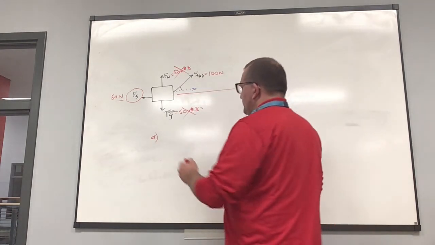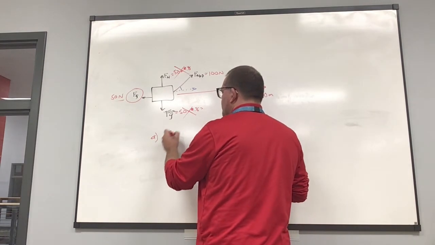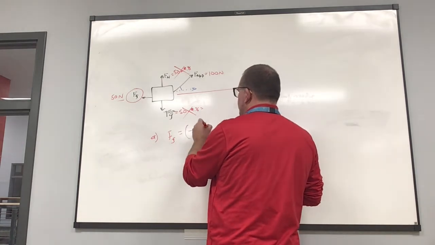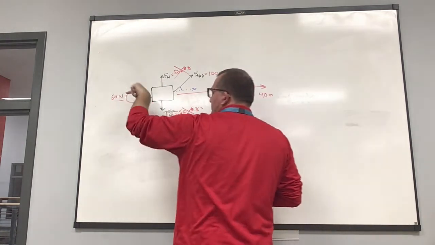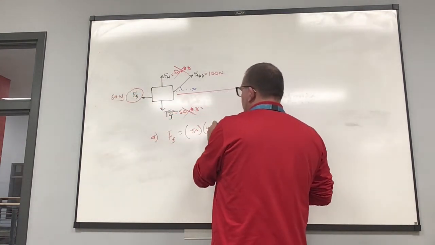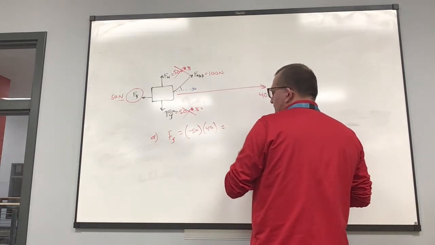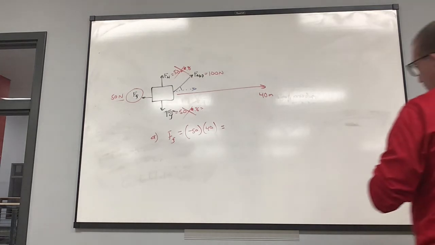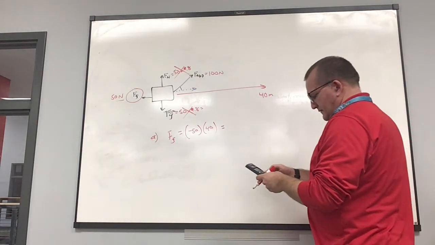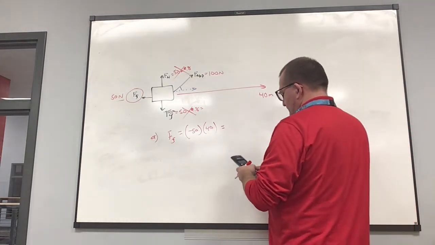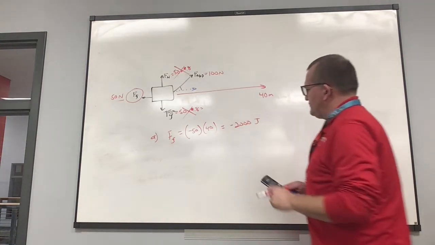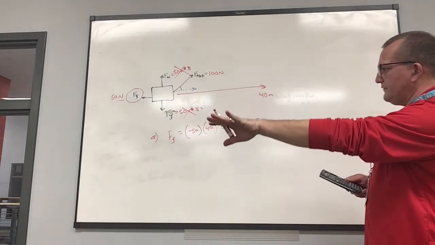So let's look at the force of friction first. Our force is negative 50, and the distance is 40. Why do I say negative 50? Because it's going this way. So our frictional work is going to be negative 50 times 40, which is negative 2,000 joules. So 2 kilojoules going to the left.